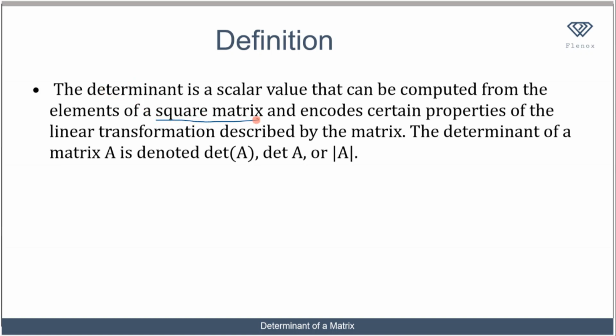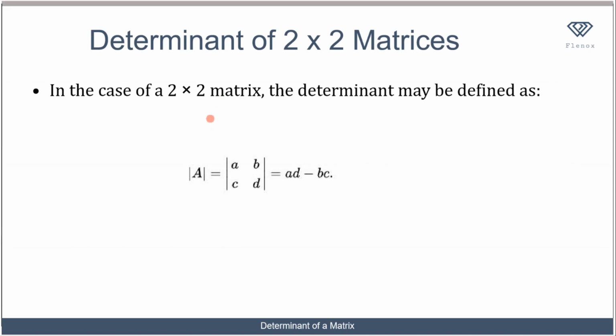If you recall, our definition of a square matrix is one in which the number of rows is equal to the number of columns. So how do we do that? First, let's look at how to find the determinant of 2 by 2 matrices. In the case of a 2 by 2 matrix, the determinant may be defined as follows.